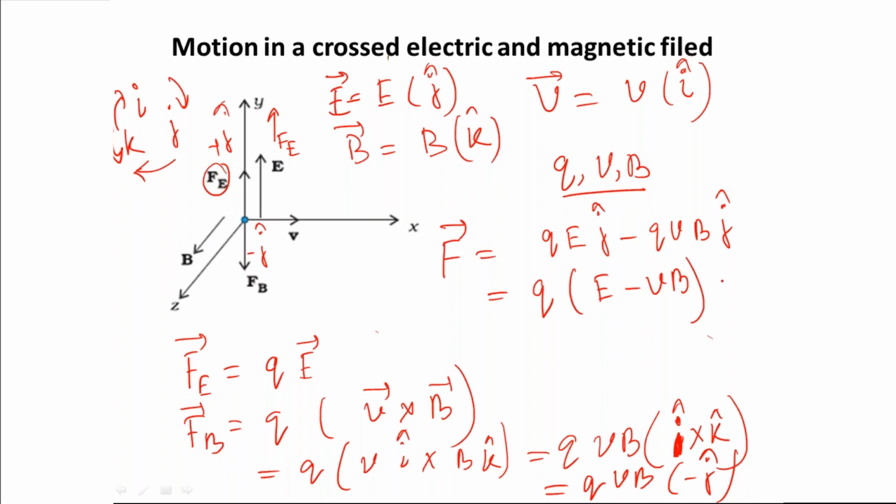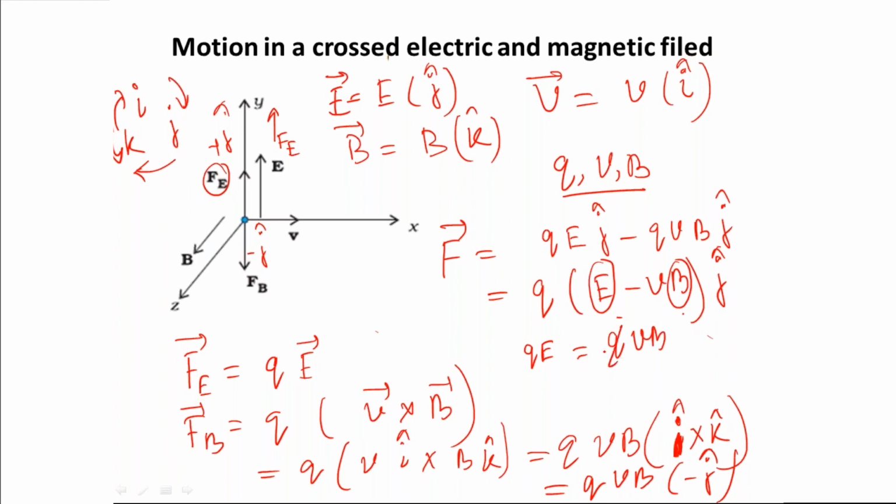Now look here, there is an application of this crossed electric and magnetic field. A nice application. What is that application? If I adjust this electric and magnetic field in such a way that the electric force becomes equal to QVB, the magnetic force, or I can write E becomes equal to V into B, then the whole force on the charged particle is 0. Do you agree with me?